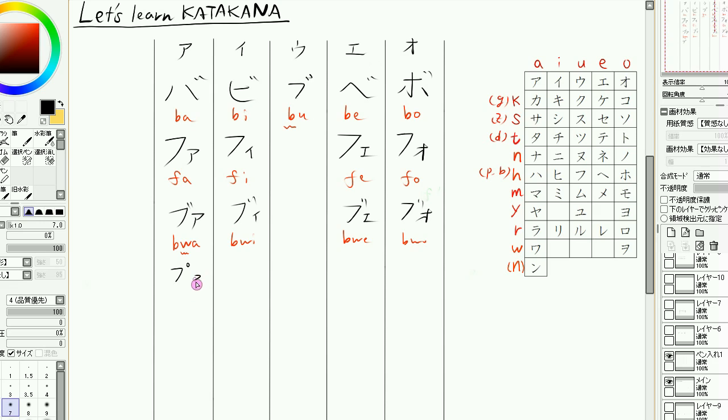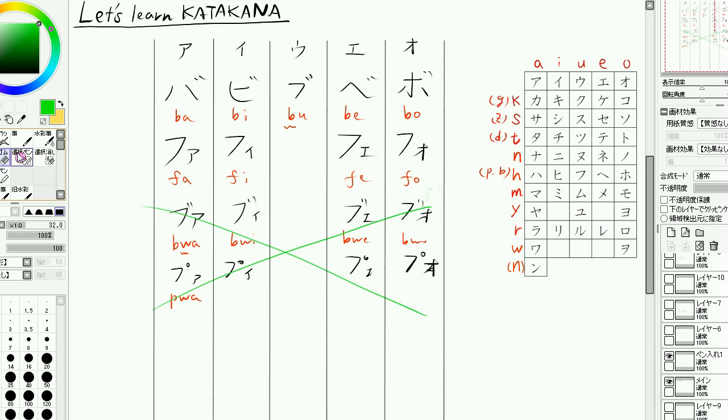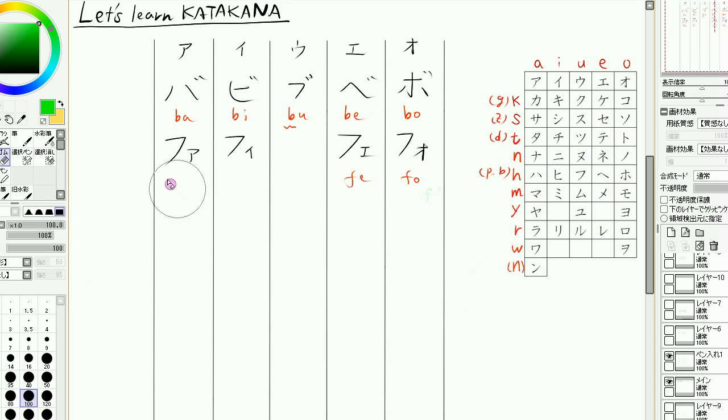Well, of course, maybe this will be possible, like pua, pui, pue, puo. Well, these are very rare, and that is because we have other ways to represent these sounds, and I'm gonna go into that later. So now that's all for the H row.